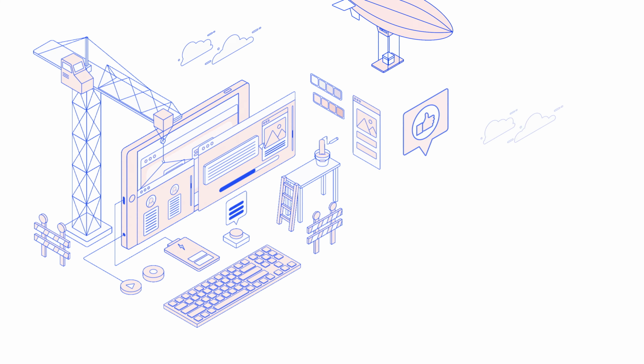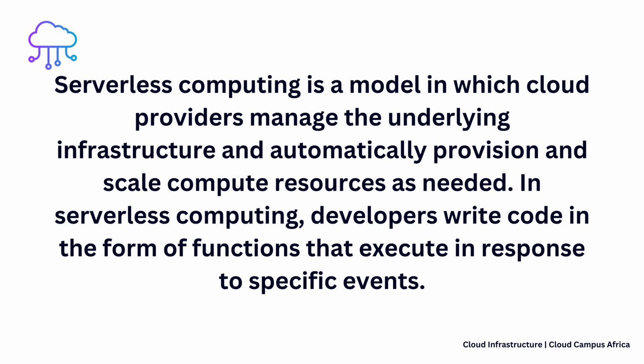And lastly, serverless computing. Serverless computing is a model in which cloud providers manage the underlying infrastructure and automatically provision and scale compute resources as needed. In serverless computing, developers write code in the form of functions that execute in response to specific events. An example of serverless computing for Burg Donkey could be the deployment of a chatbot. They can write code that listens for user messages and responds appropriately, and then deploy the code to a serverless platform that automatically scales up and down based on the traffic.